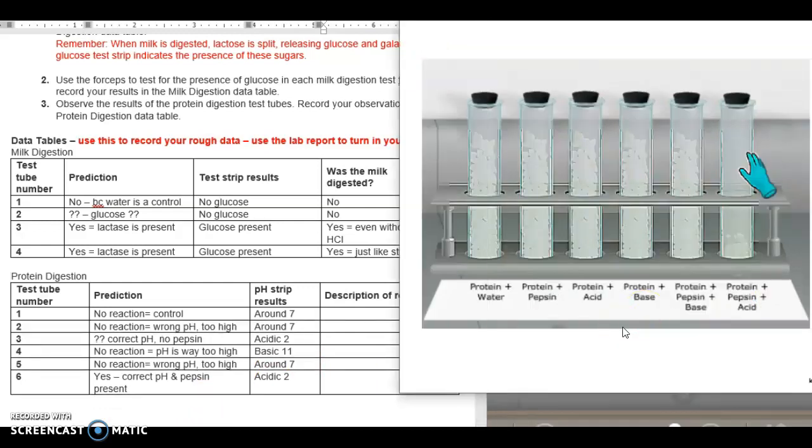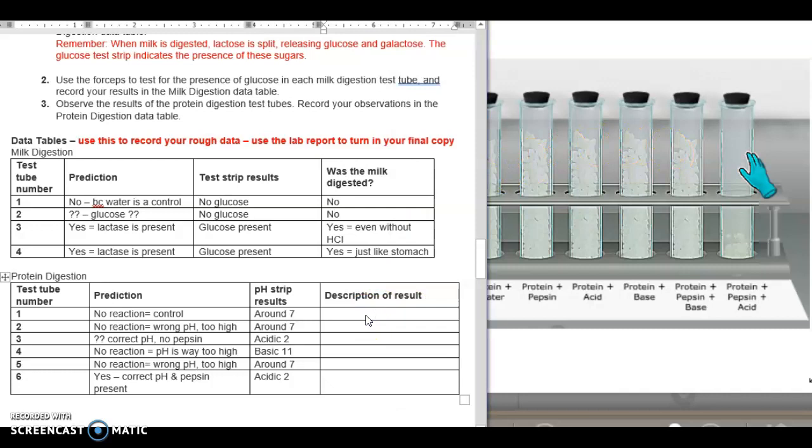I've enhanced the image to better see the levels of the egg white albumin protein here in the 6 test tubes. Notice that the level of egg white is the same in the first 5 test tubes. Didn't matter whether there was water, just the enzyme, just the acid, a basic solution, the enzyme and the base. All 5 of them had the same results, and those results were that there was no digestion.